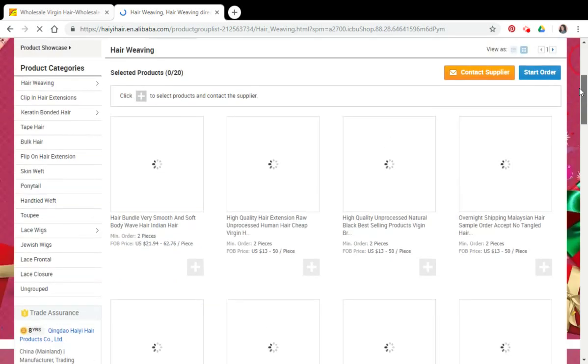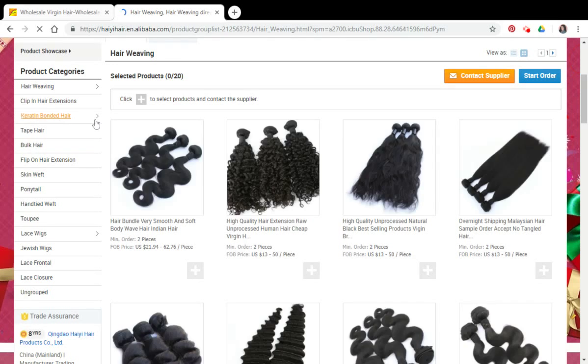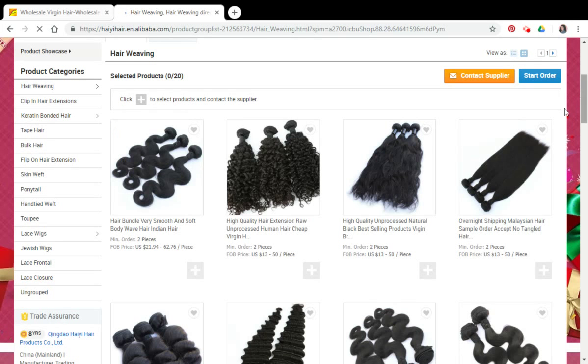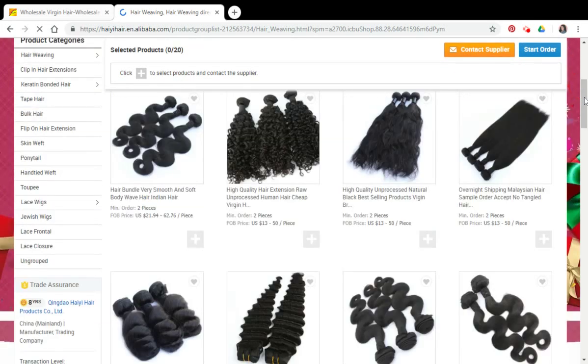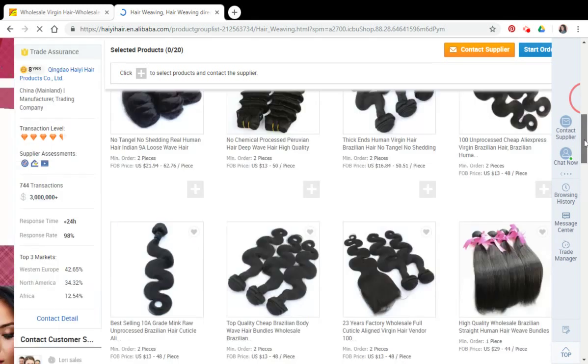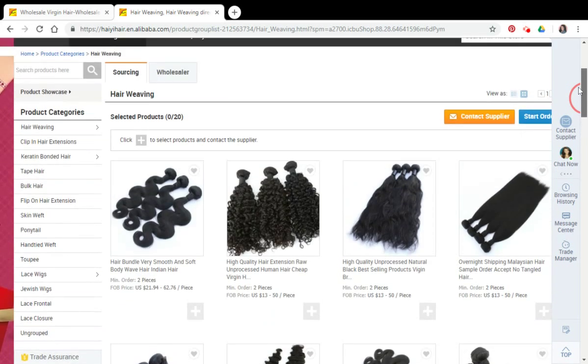Okay. So you see they offer hair weaving, clip-in hair extensions, various different types of wefts, and they also offer lace frontals. We'll look at those as well. Some vendors will carry both, and that is perfectly fine. That is definitely a plus. Now let's look at the photos as a whole.